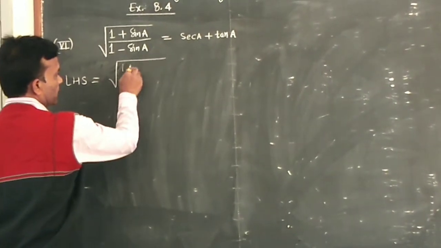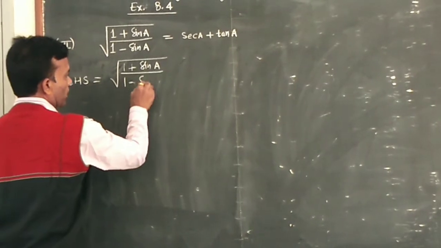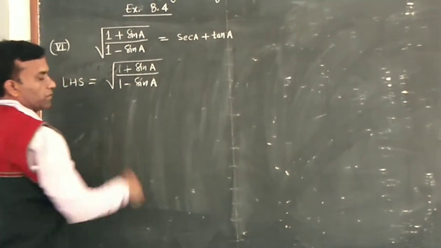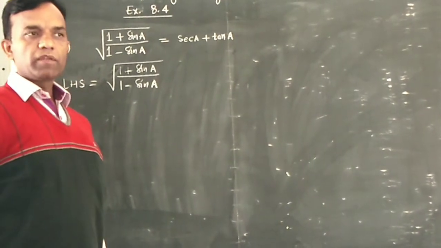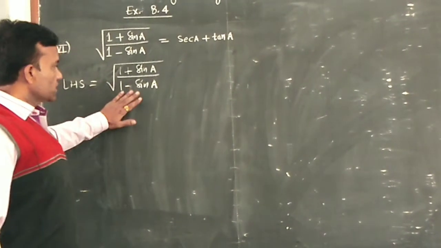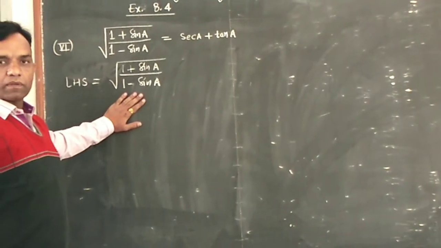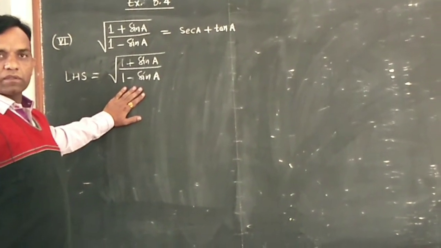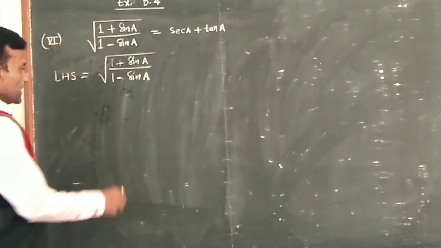Under root of (1 plus sin a) upon (1 minus sin a). What do we do here? The root has to be removed. Which concept do we apply now? Anyone know how we remove this square root sign? With the help of what? A plus b, minus b. Rationalization. The same concept again we have here. So, rationalization of the denominator.